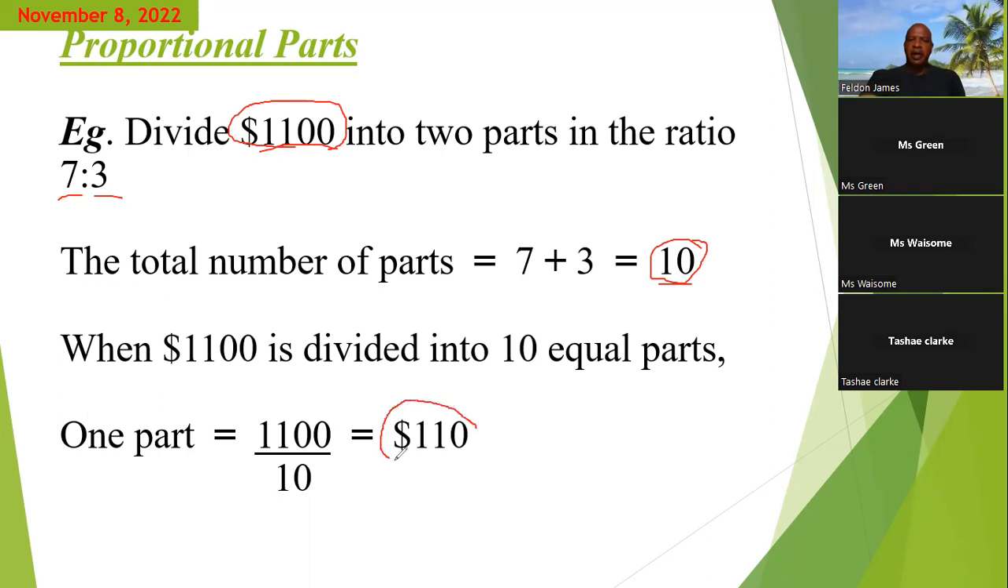And if this is 1 part, and we are to share it in 7 parts to 3 parts, then if we know 1 part, 7 parts is simply 7 times 1 part. So 7 times 110 would give you for 7 parts $770.